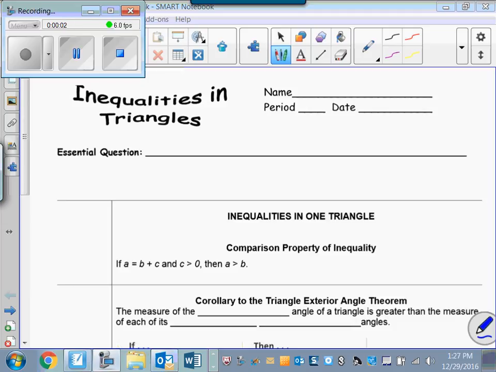This is our last lesson of the unit, Inequalities in Triangles. We'll first look at inequalities in one triangle, and then we'll look at inequalities in two triangles. And the good thing about this lesson is that it's filled with things, theorems even, that are just so straightforward and so obvious and so logical that I don't think you'll have much trouble comprehending it.